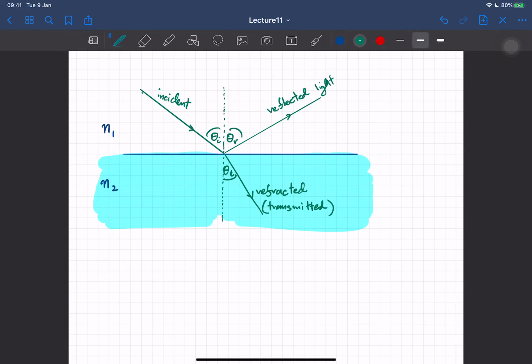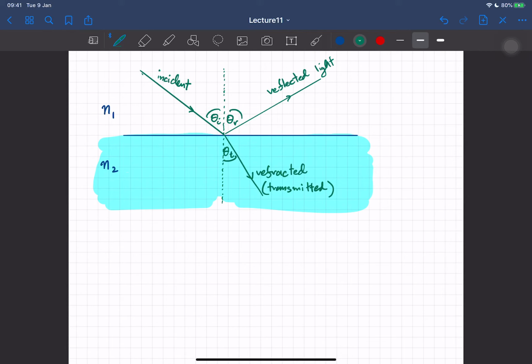There are two rules that we need to remember. You can prove these, but in order to prove them you need to do a little more electromagnetic theory, which we cannot do right now. So you just need to remember them. The first rule is that theta r always equals theta I.